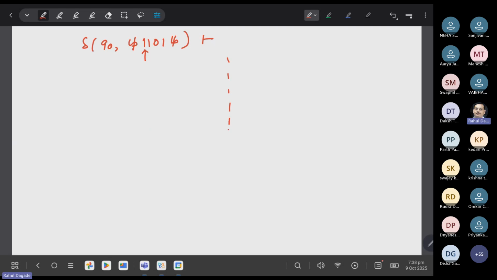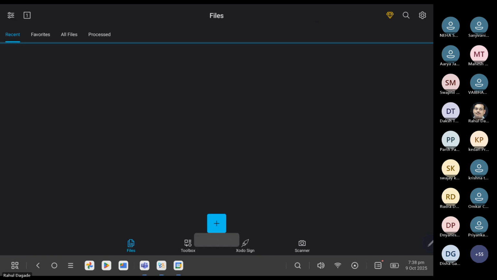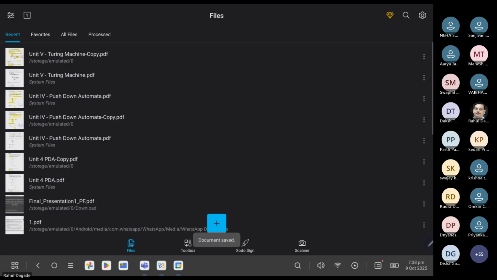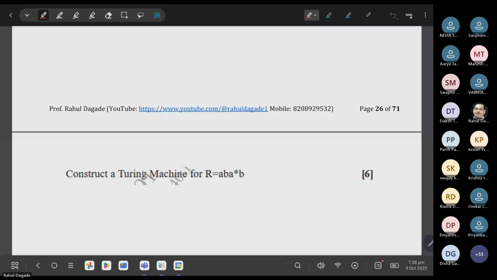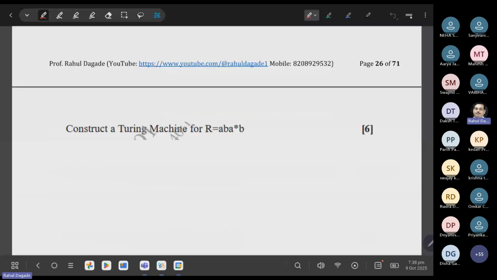Okay, now let us come to the next problem. Construct a Turing machine for R equal to AB A star B. That means the string should start with AB followed by any number of A's and end in B. It's like a regular expression written for a regular language. So we have to design a Turing machine for that.